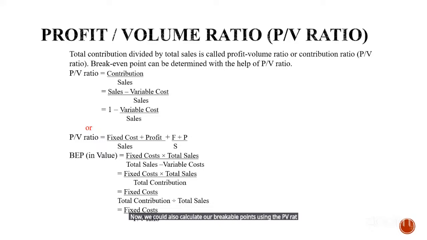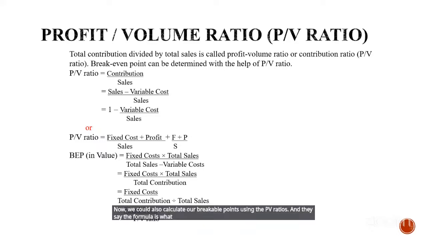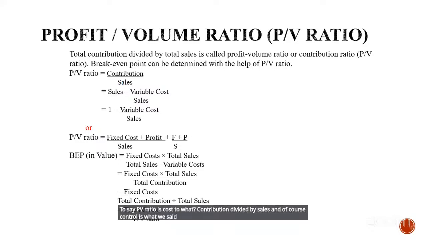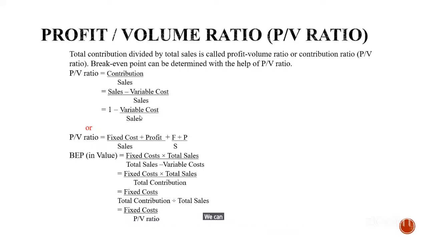And the formula is what? Total contribution divided by total sales. So we say PV ratio is contribution divided by sales. And of course, contribution is what we said, sales minus variable cost. Sales minus variable cost is our contribution, divided by sales. We can say it as 1 minus variable cost over sales. Still gives you the same thing.